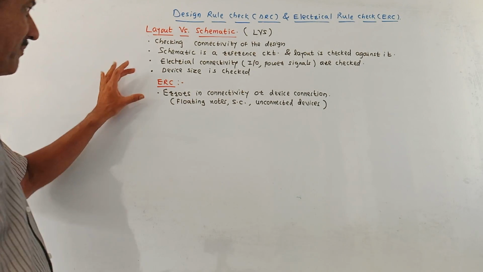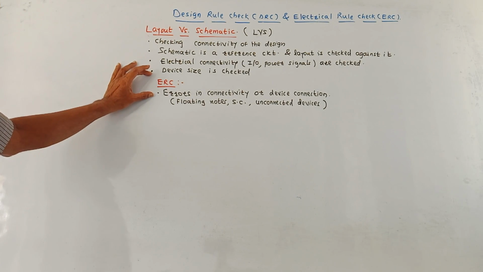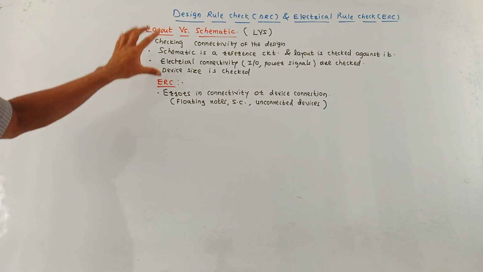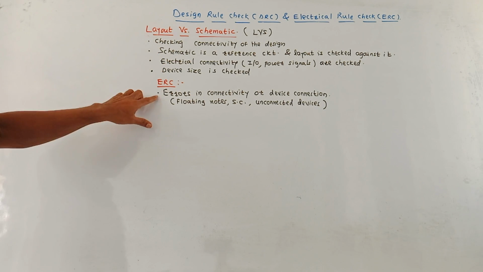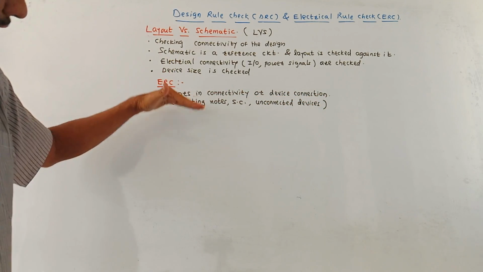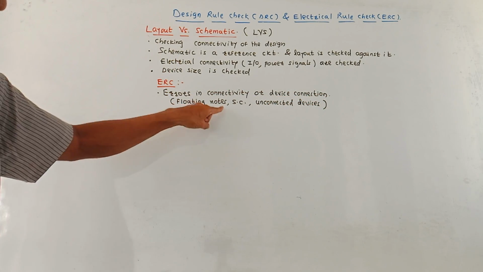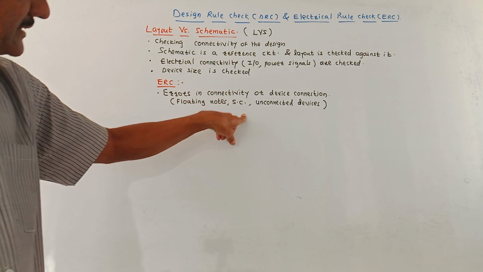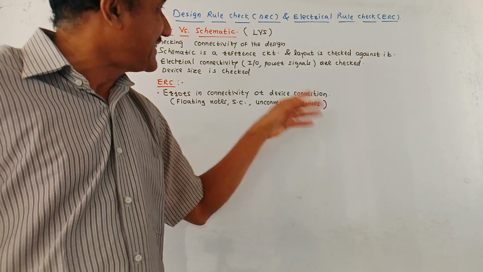Next is electrical rule check, that is ERC. As the name indicates, it is used to check the errors in connectivity or device connections. That means it is used for checking of floating nodes, then short circuit conditions and unconnected devices and so on.